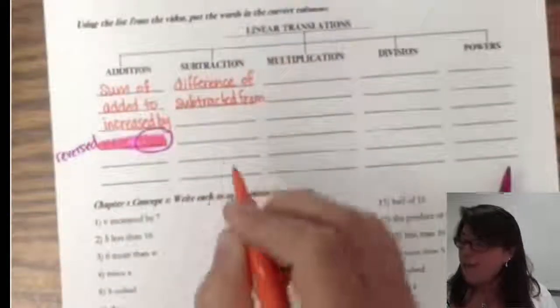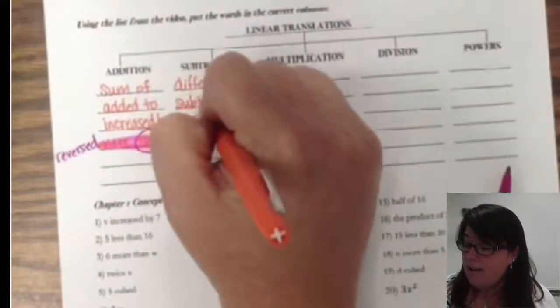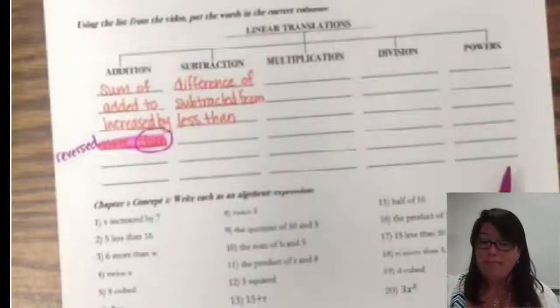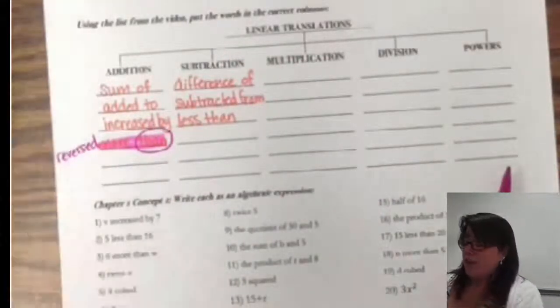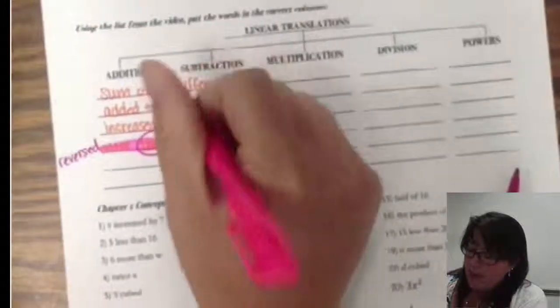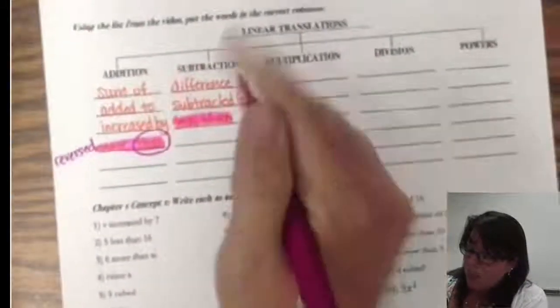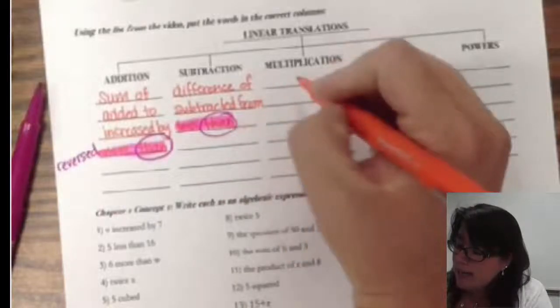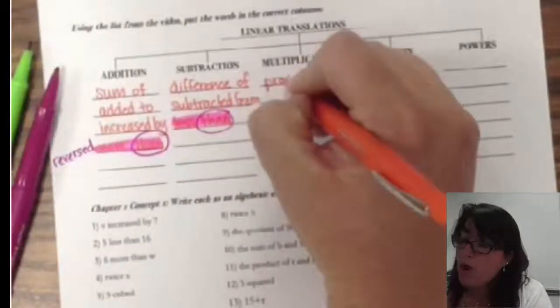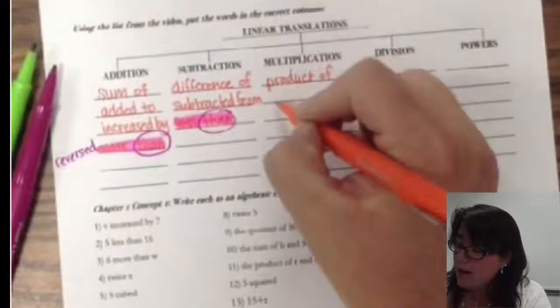You might have less than, and that's another tricky one, so be careful with those. Less than is the tricky one, so we're going to go ahead and highlight that and remember that because we see that word than, the order is going to be reversed when we use that to translate. What about for multiplication?